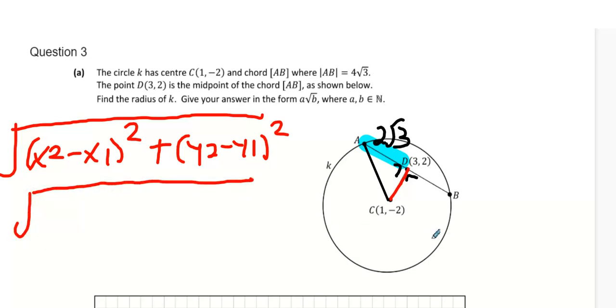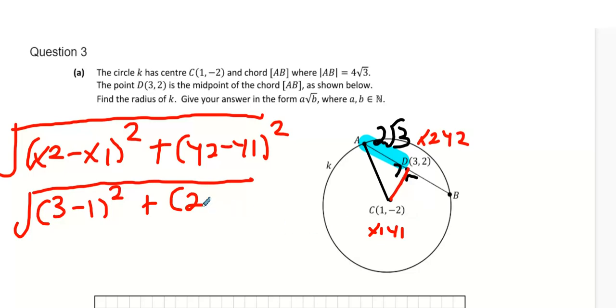All right. And what do we put in? X1 and y1 and then x2 and y2. All right. What do we get here then? 3 minus 1 squared and then, what is it? Double minus to make it plus 2. All right. Am I correct saying that's root 20, otherwise known as 2√5?